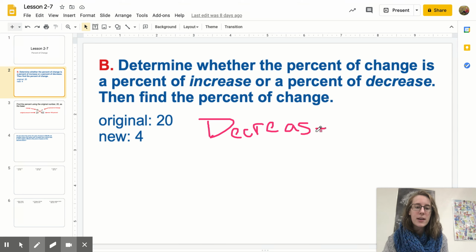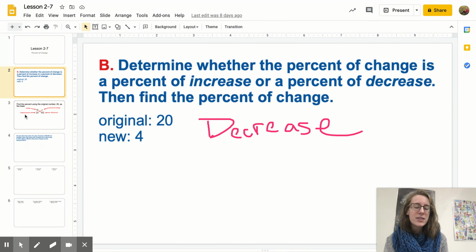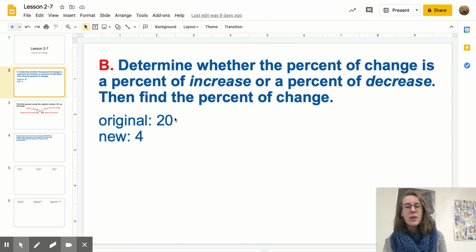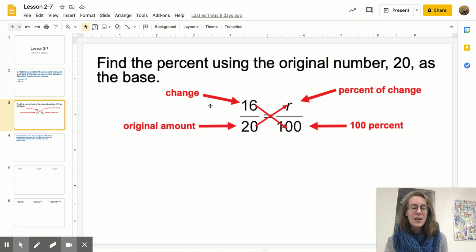I hope your handwriting is better than mine on here. Then we're going to set up a ratio. Again, you could pause this if you want to copy it down. I'm going to keep moving forward. We want to set up a ratio. So we have the change over the original amount, the percent of change over 100%. So remember that change, we got that 16 from 20 minus 4. The change from 4 to 20 was 16. And that's what you're going to set up.